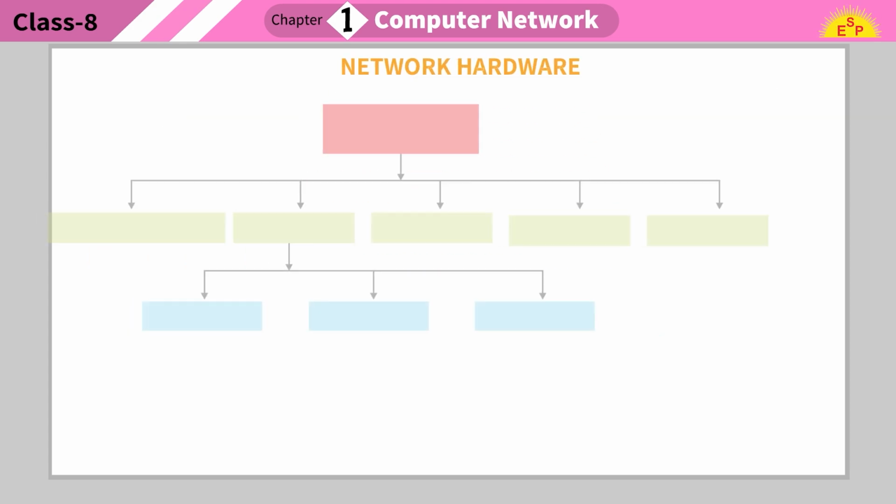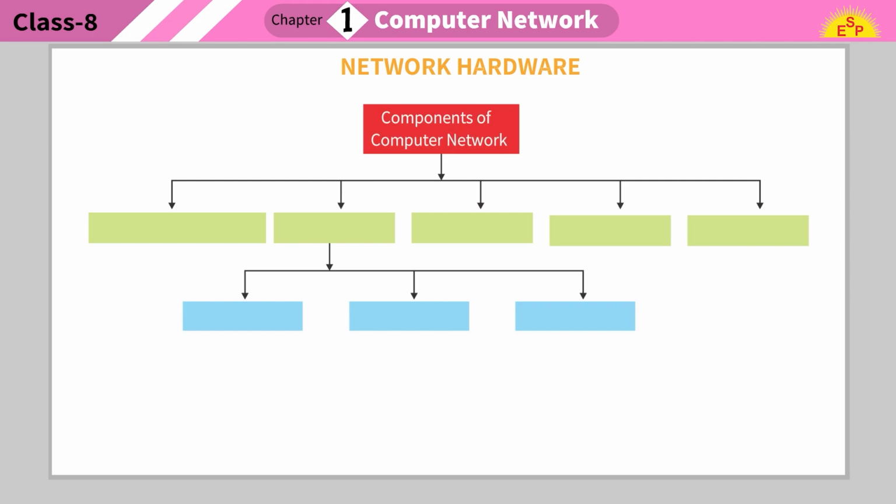Network hardware. Components of computer network: Network interface card, Connector, Hub, Switch, Router, Modem, Cables, Resource.